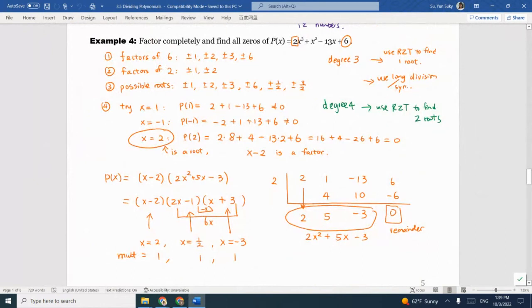Last time we also did this example. We find the roots. Then we know 2 is a root, so x minus 2 is a factor. So P of x is x minus 2 times a quadratic factor. And we can find the quadratic factor by either long division or synthetic division. Do you remember that, everybody?